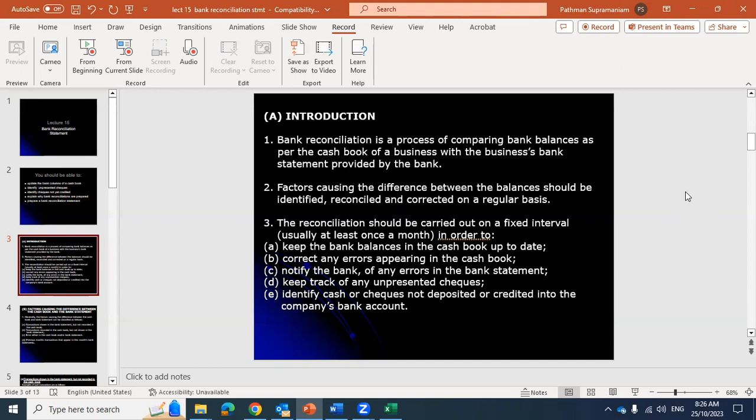For example, you have entered an amount in the cash book, but the amount is not seen in the bank statement yet, right? So we want to know when these amounts would appear in the bank statement. Besides that, the purpose of carrying out reconciliation is also to detect any errors made in either the cash book or the bank statement.